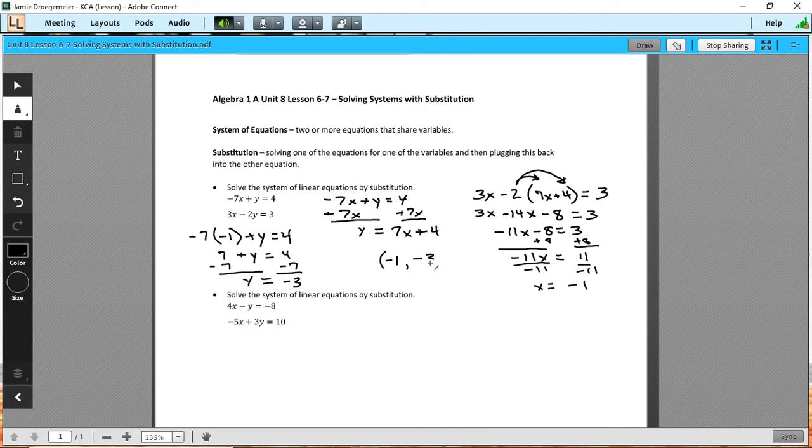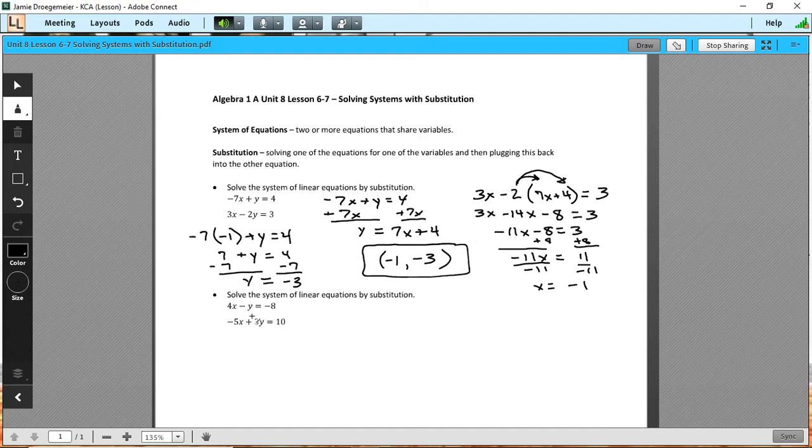So we would say the solution to that system is the point negative 1, negative 3. If I graphed those two equations, those lines should intersect at that point, negative 1, negative 3. All right, let's do that one more time here.